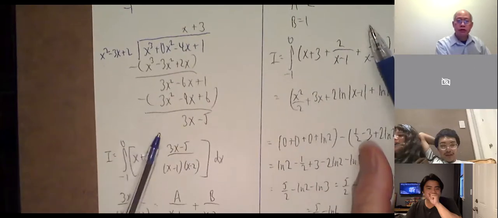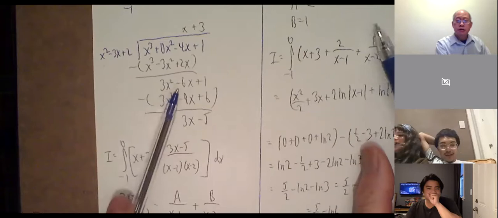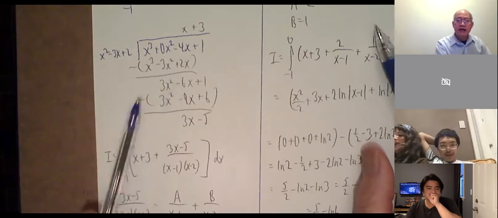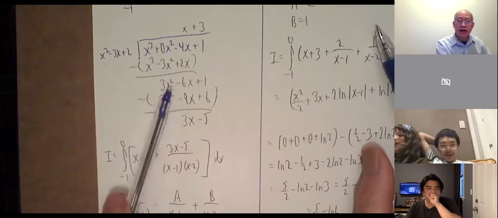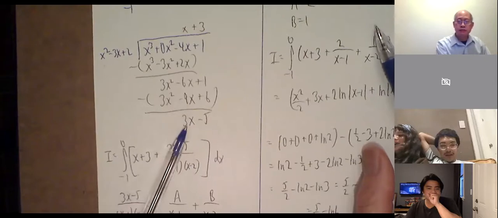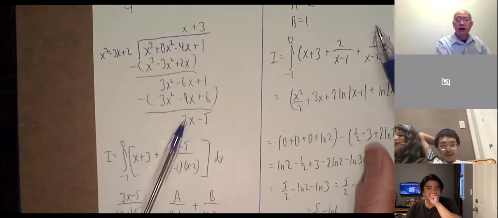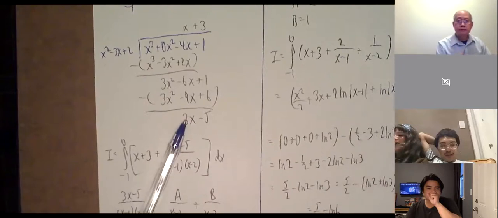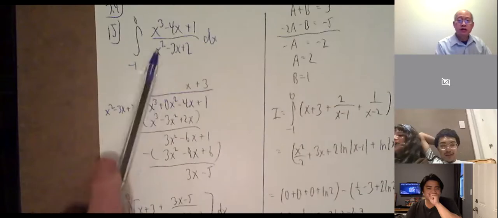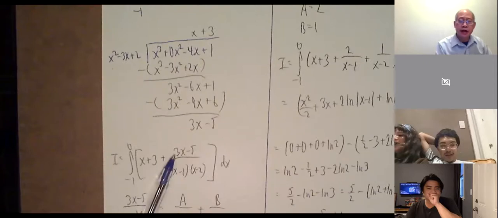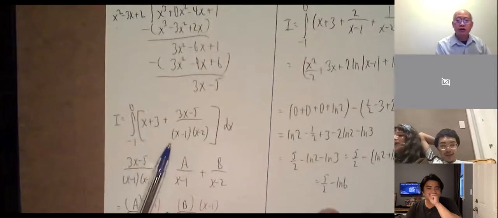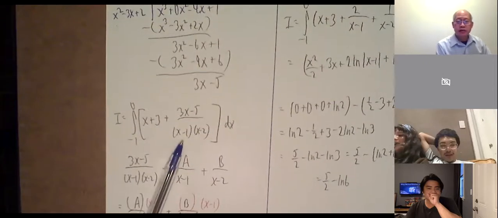3x squared minus 3x squared is nothing. Okay, watch out for all the negatives. Negative 6 minus a negative 9. Negative 6 plus 9, 3x. 1 minus 6 is a negative 5. Okay, this is considered my remainder. So my original integral, which was this, I can now write as x plus 3 plus the remainder of 3x minus 5 over x minus 1, x minus 2.